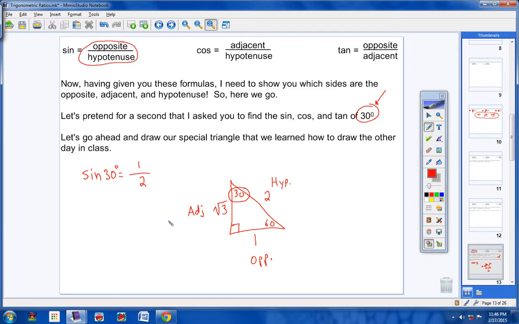Guys, that's easy. I want you to find the cosine of 30 degrees. Cosine of 30 degrees. Okay? Now come on, think this through. What's the formula for cosine, or the ratio? Adjacent over hypotenuse. Okay? So what's the adjacent side? Square root of 3. What's the hypotenuse side? 2. There you go, you did it. So the cosine of 30 degrees is square root of 3 over 2.